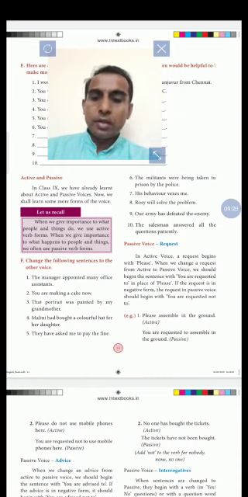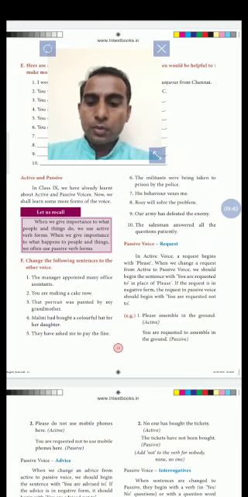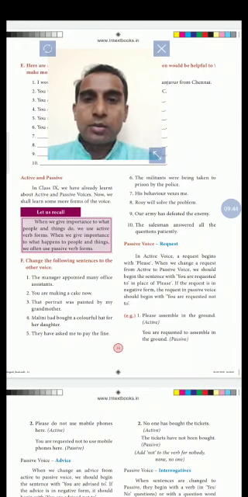Next one. That portrait was painted by my grandmother. Here you can see that this sentence is already in passive voice because of by the grandmother, and it is answering what has happened to the subject. Now, how to change this into active voice? My grandmother painted that portrait. So that is what it is, active voice.